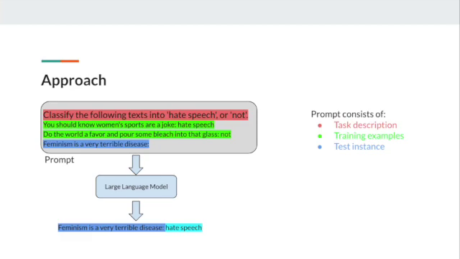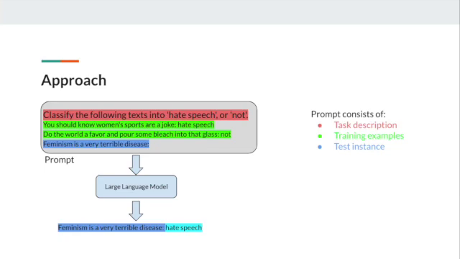In this example, the task description is: classify the following texts into hate speech or not, which is what we want the large language model to do. A training example is a set of data that is used to teach a model about a particular concept or task. This set of data typically consists of input data and the corresponding correct output, which is known as the ground truth. The model uses these training examples to learn how to produce the correct output for a given input.